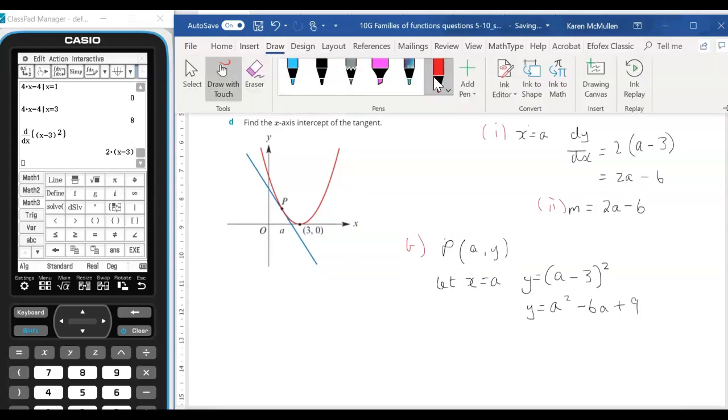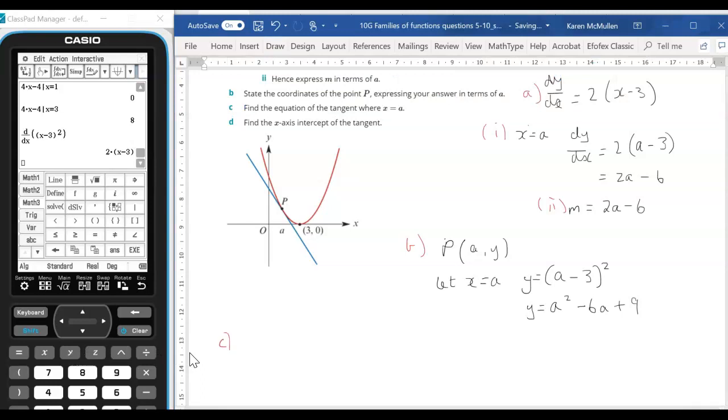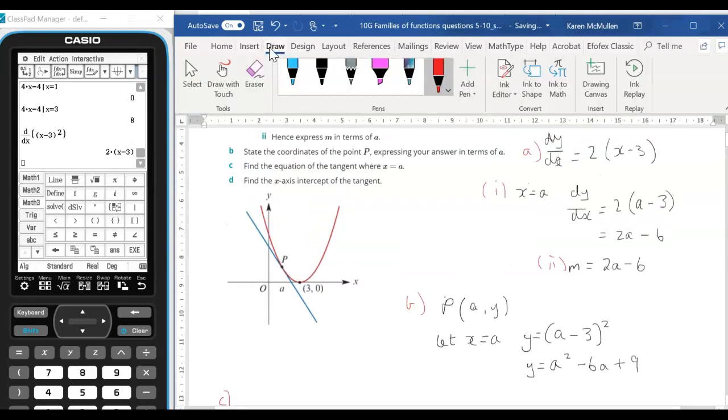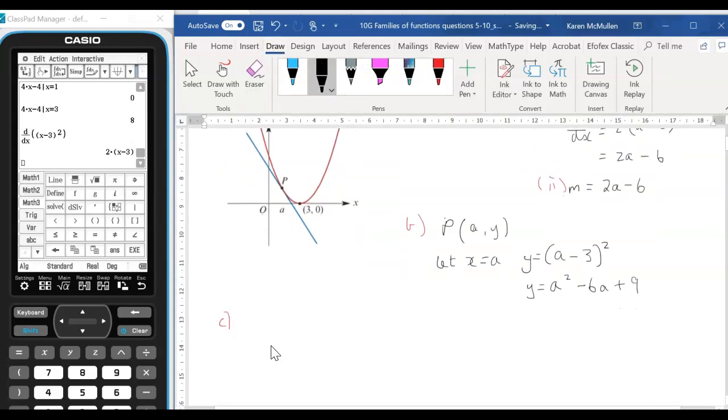All right, question C, find the equation of the tangent where x equals a. So I'm just going to write C down here. What we need for our tangent equation, remember it's a straight line, so y equals mx plus c. I know that our gradient is 2a minus 6, and our point (x, y) is x equal to a and y equal to a squared minus 6a plus 9. So all I need to do is substitute those values in and solve for c.